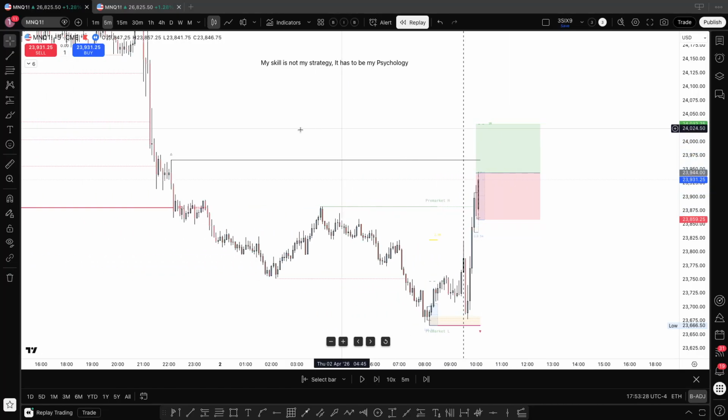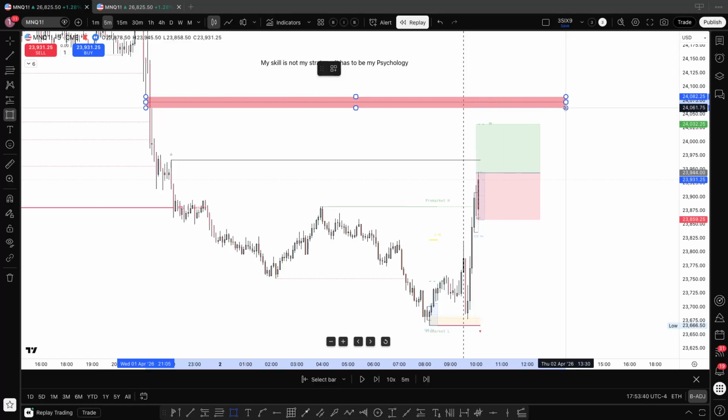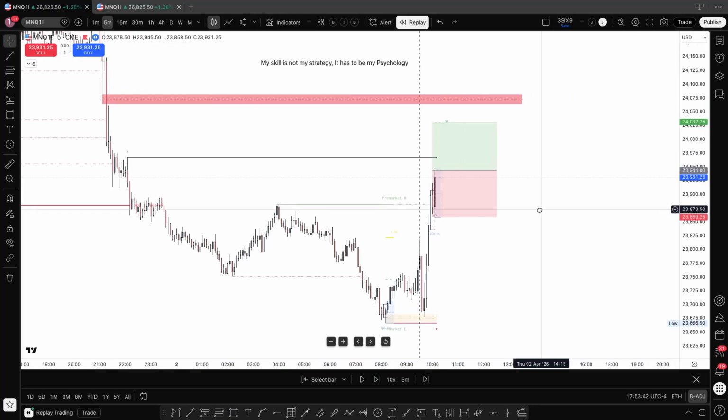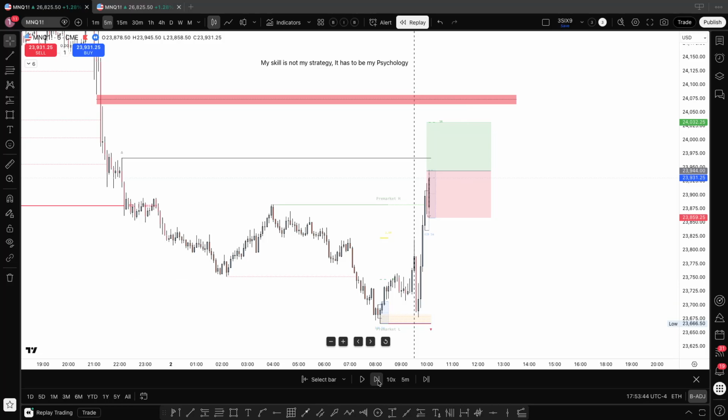Why are we targeting a 1:1? Because we do have some sort of liquidity up here that the price wants to take, and the FVG up here, where price definitely wants to reach. Let's just mark it out. That right there. Let's go ahead and see how we do on this trade.